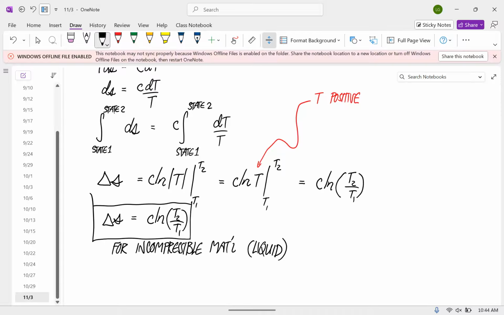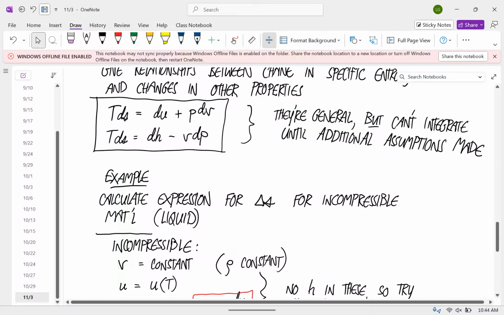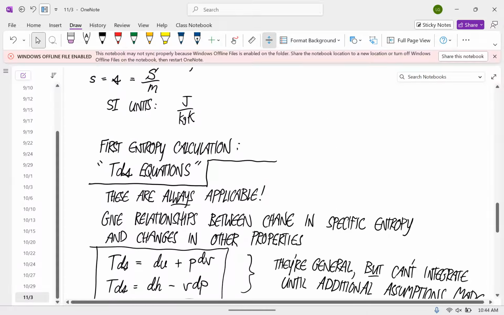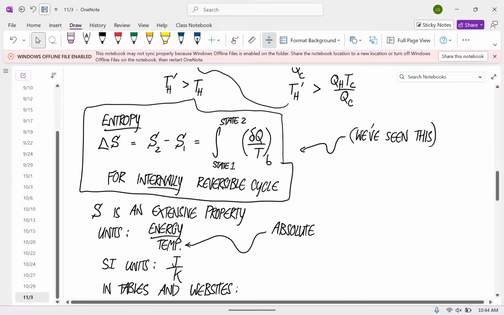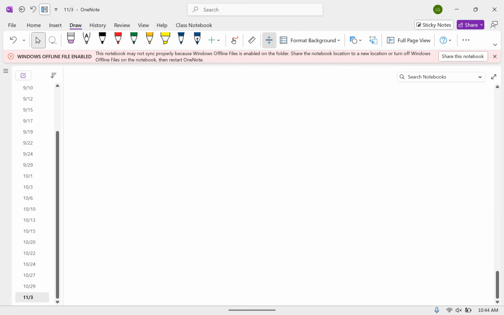Okay, let's stop there. And I will give you some assignments for Wednesday that are related to, not the TdS equations yet, but related to the Clausius inequality. Okay, that's all.